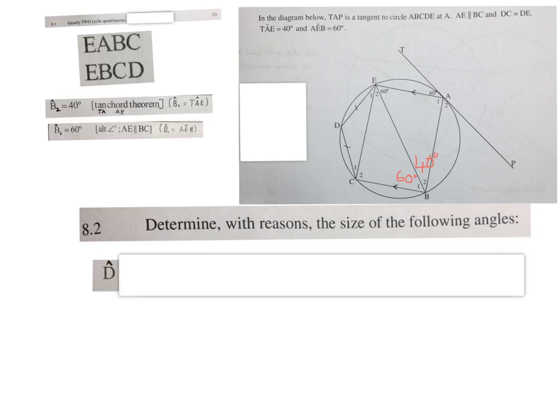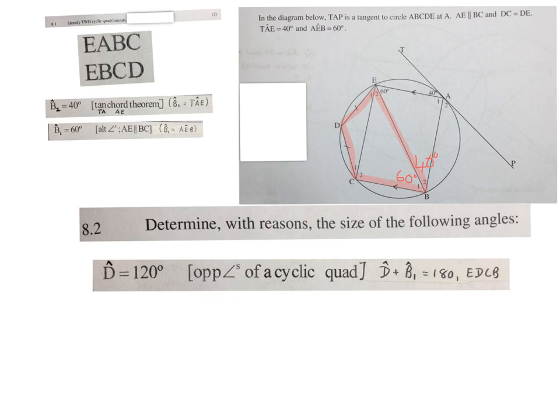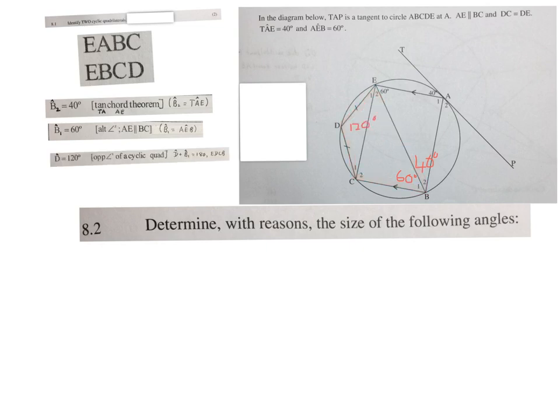Next you have to find the size of angle D, the angle over there. Then you'll write angle D is 120 degrees, opposite angles of a cyclic quad. That angle D plus that B1 would add up to 180 on the quadrilateral EDCB that we mentioned up here. So in that cyclic quad, those two angles add up to 180. And I write it in on the sketch.